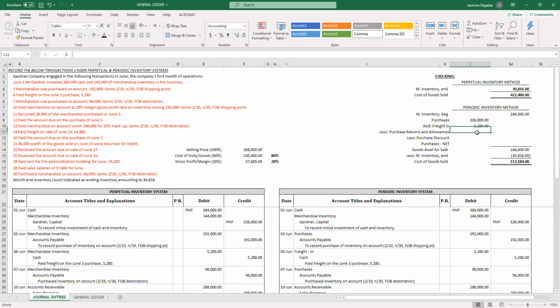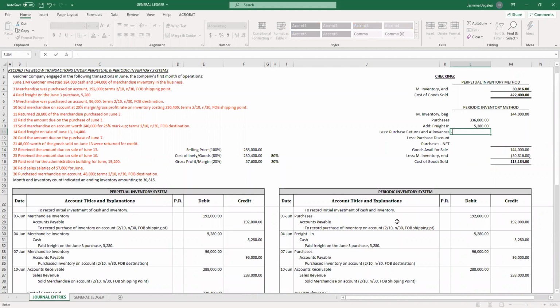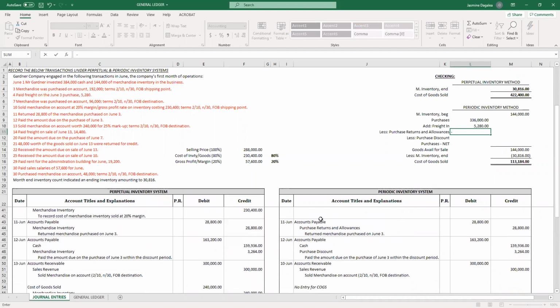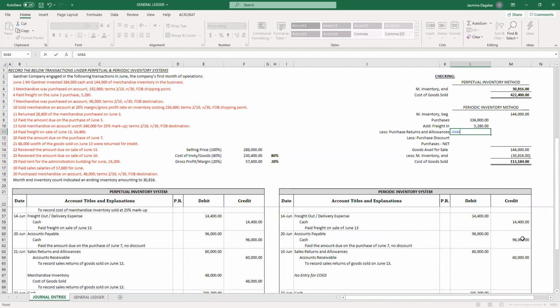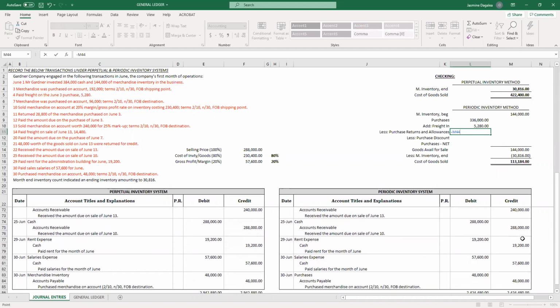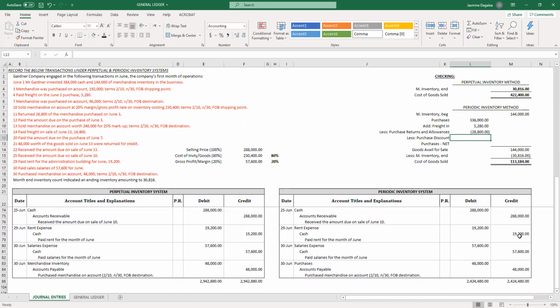Okay, so ngayon let's look for purchase returns and allowances. Remember, purchase returns and allowances are contra account of your purchase account. So the balance of this purchase returns and allowances you deduct from purchases. So, minus purchase returns and allowances. Saan meron? Credit, meron June 11, 28,000. Meron pa ba? Purchase returns and allowances. Sales, wala. Wala. So, isa lang. And then, discount.